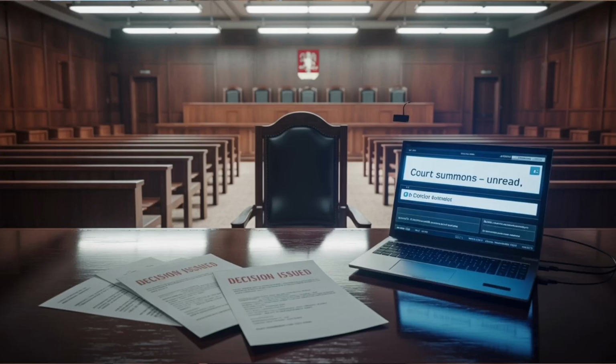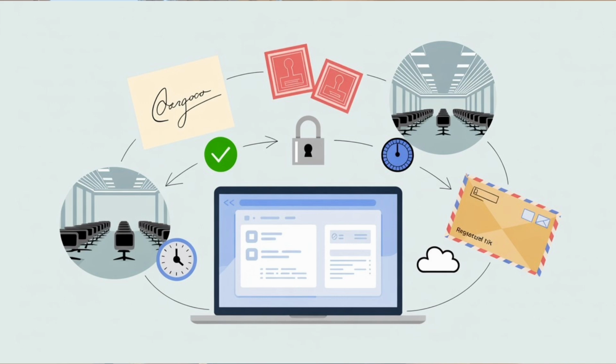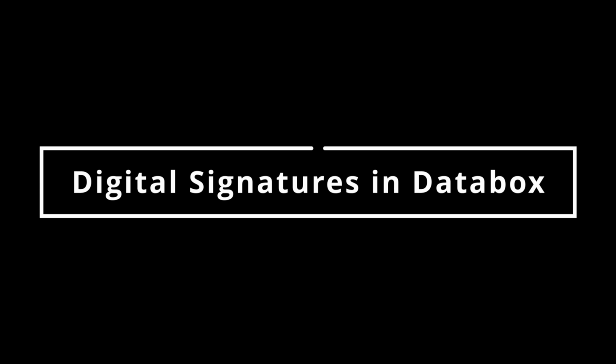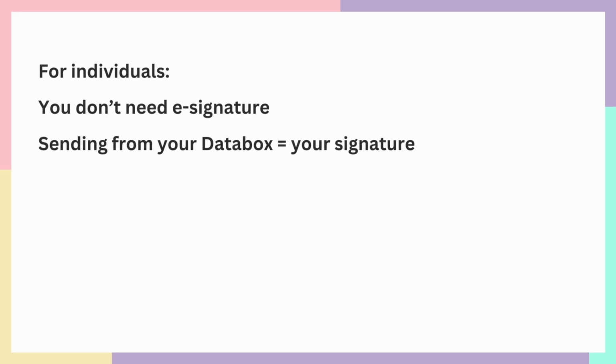A Databox message is legally equal to a registered letter. No need for any handwritten signatures. Databox replaces physical signatures, stamps, office visits, and postal registered letters. Every message is automatically digitally signed by the authority. For individuals, you don't need an e-signature, and sending from your own Databox is your signature.